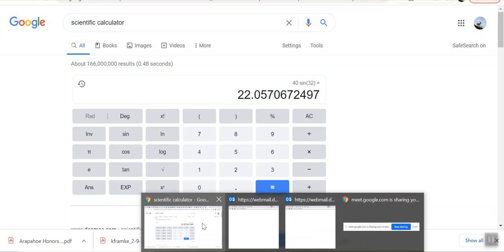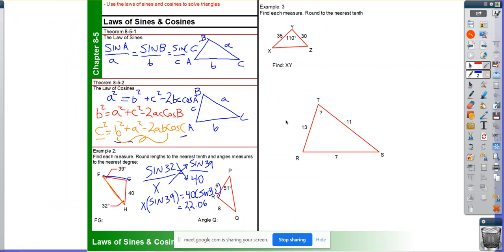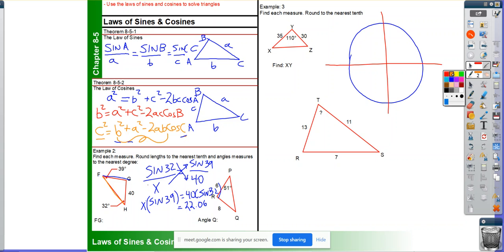Okay, so let's talk about the difference between degrees and radians. So we have a circle, and I just need to stretch out. How many degrees do we have for the angle that starts here and goes all the way around? 360. There are 360 degrees in a circle.